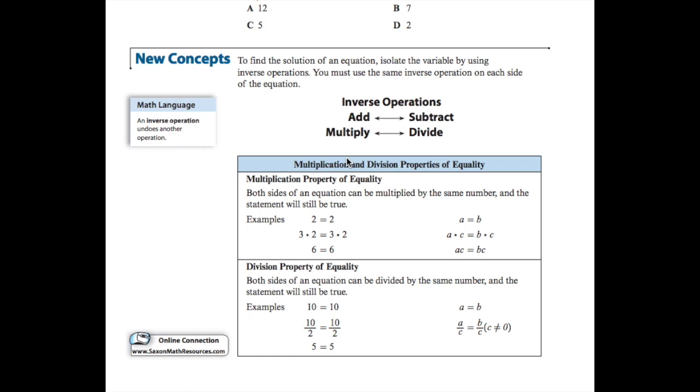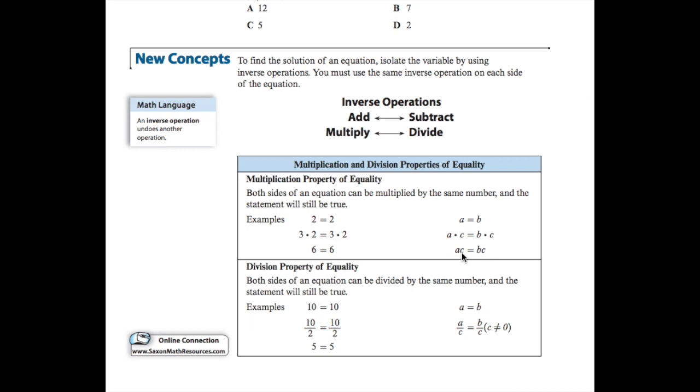Both sides of the equation can be multiplied by the same number and the statement will still be true. For example, if 2 equals 2, and 3 times 2 equals 6, then 3 times 2 equals 6. You multiply by the same thing on both sides and you get the same exact answer. How that's written out in a more technical way with variables is that if A equals B, and A is multiplied by C and B is multiplied by C, then both those sides of the equation are also equal.